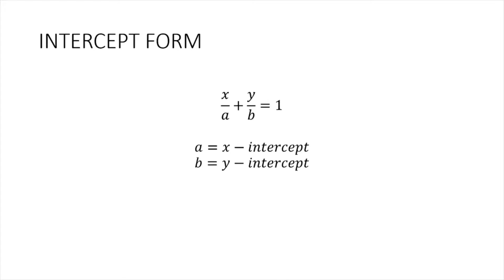Next, we have the intercept form. This equation focuses on the x-intercept and the y-intercept, and it's defined as x over a plus y over b equals 1, where a is the x-intercept and b is the y-intercept.